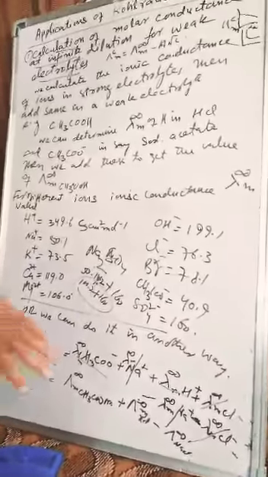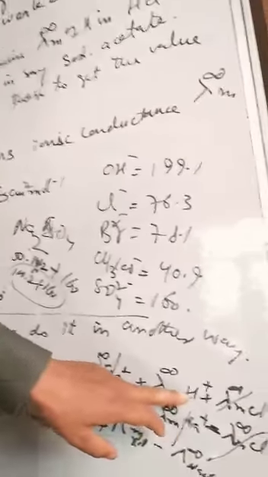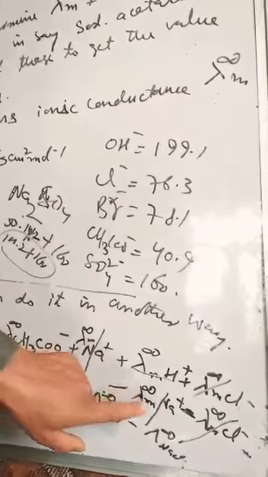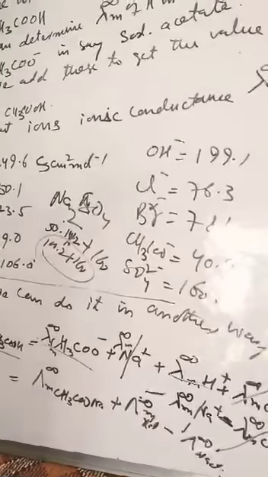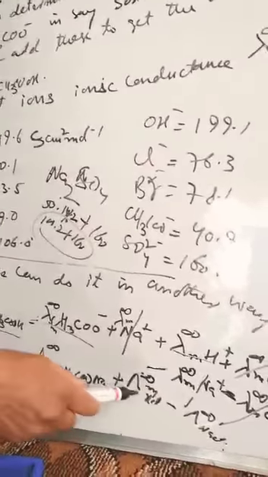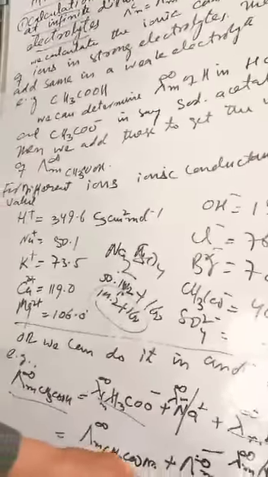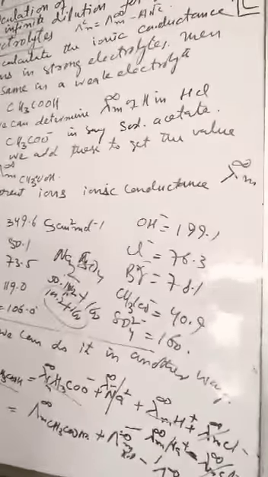So what we do, we take the sodium acetate. We take the molar conductance of sodium acetate, then we add to it H positive and Cl, this becomes HCl. We add the molar conductance of HCl, and then we subtract sodium chloride. So by adding the molar conductance at infinite dilution of sodium acetate plus that of HCl, and from this sum subtracting the molar conductance at infinite dilution of sodium chloride, we get the value of molar conductance of acetic acid. This is the first part, then we will go to the other applications.